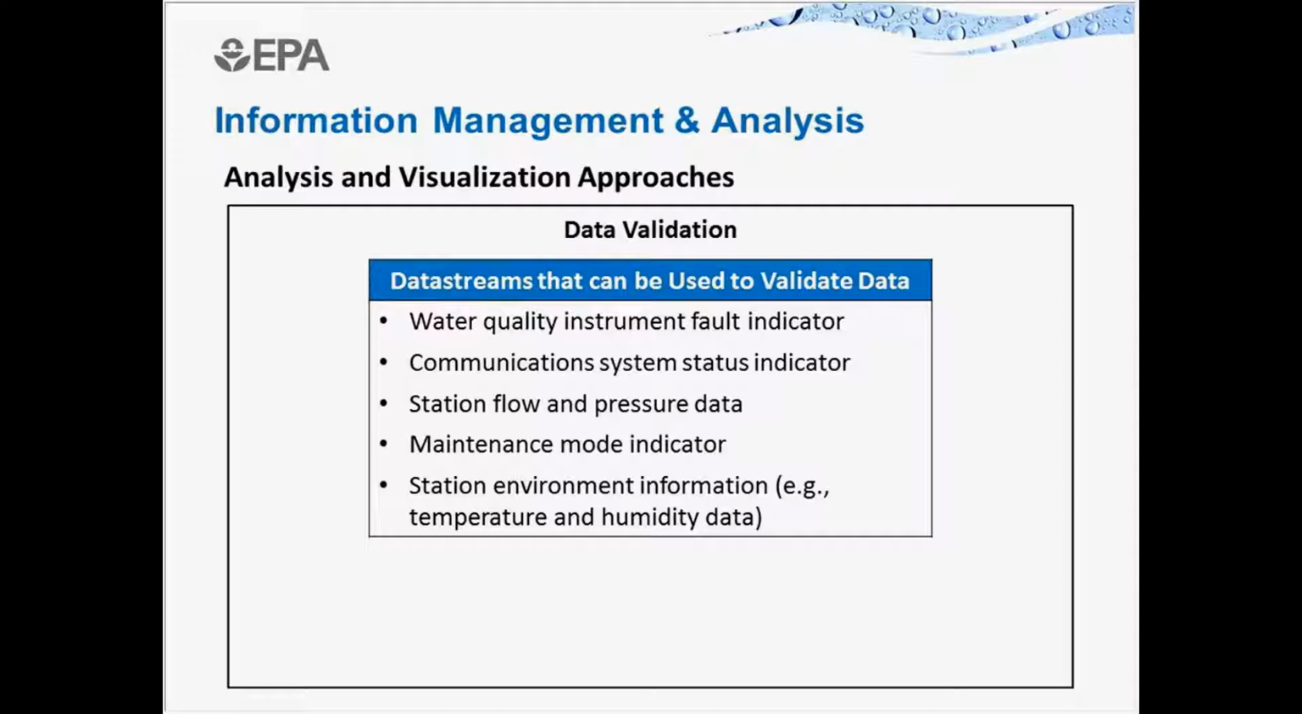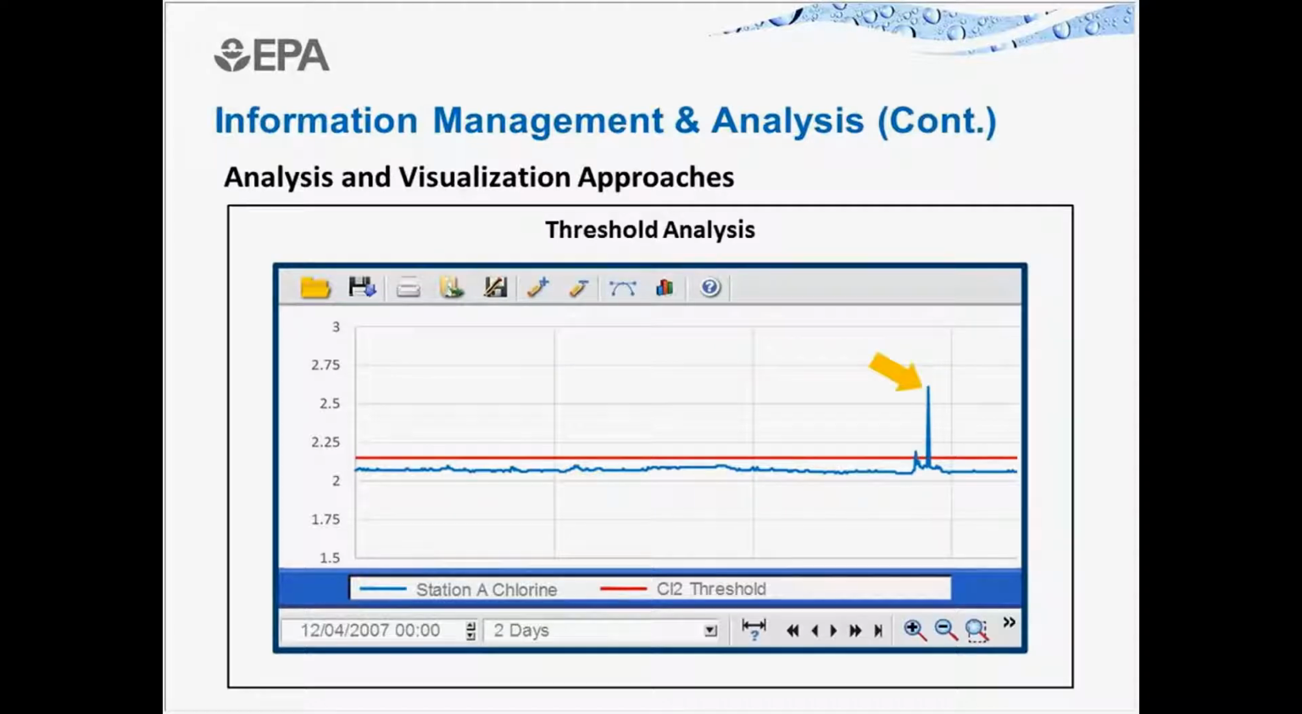A number of different types of data can be used to validate the online water quality data. The types of data are shown on this screen, and it can include water quality instrument fault indicators shown on the instruments themselves, communication system status indicators, station flow and pressure data, maintenance mode indicators, often shown on SCADA screens, and station environment information, again, often available on SCADA screens.